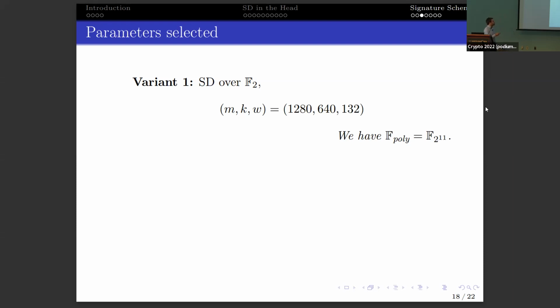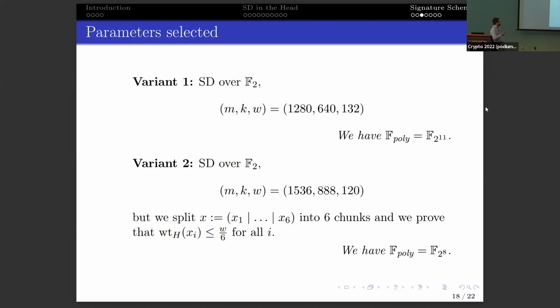To add more flexibility and to decrease the size of this field, we proposed another variant. It corresponds to a syndrome decoding still on the binary field, but instead of proving a Hamming weight for all the secret x, we will split our secret into 6 chunks, and we will prove a local Hamming weight. These local checks will decrease the security of the syndrome decoding instance, and we can take bigger instances for the syndrome decoding to mitigate this security loss. With this variant, the size of the field is now 2^8 elements.